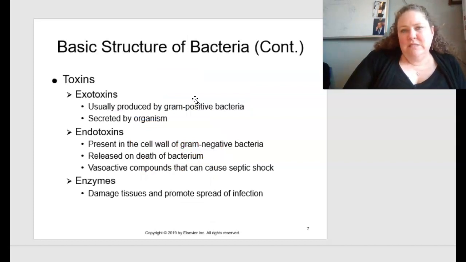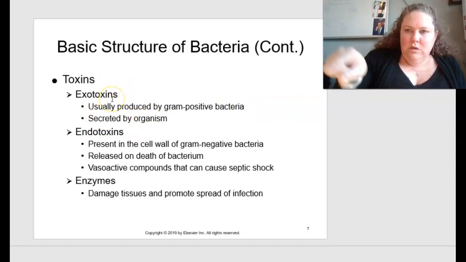So talking about the basic structure again of the bacteria, we have some toxins. We have exotoxins, endotoxins, and enzymes. So again, look for those root words. Exotoxins are usually produced by gram-positive bacteria, and they are secreted or excreted from the organism. So the exo, going out.